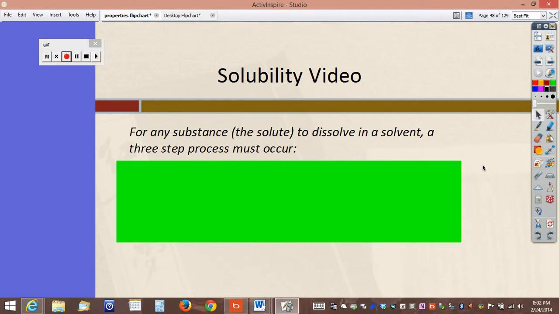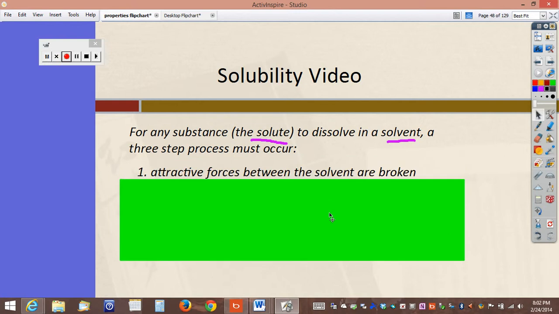For any substance to dissolve into a substance, a three-step process must occur. Now, another name for the substance that's being dissolved is a solute. Whatever it dissolves into is a solvent. So let's talk about this three-step process.